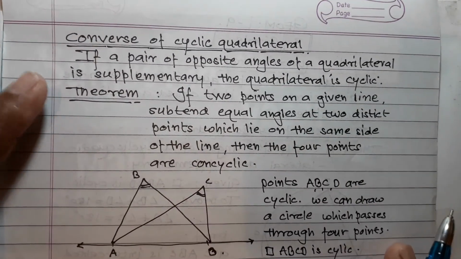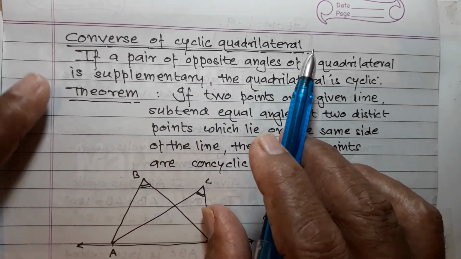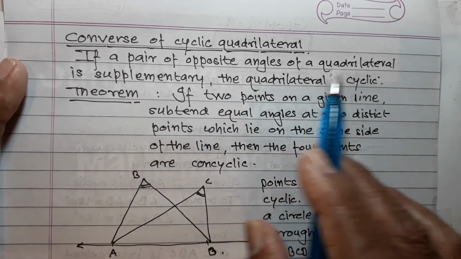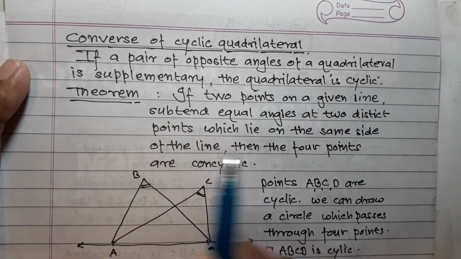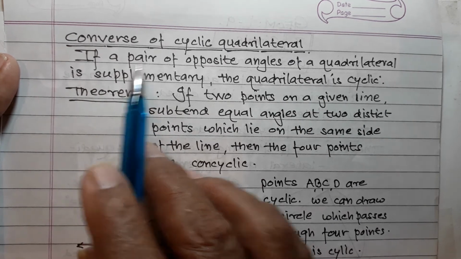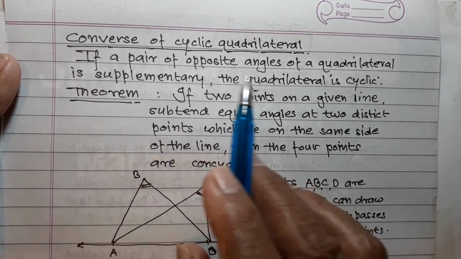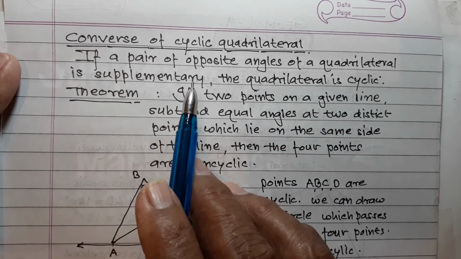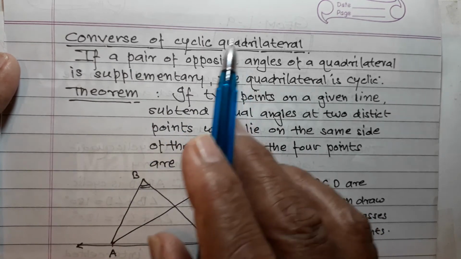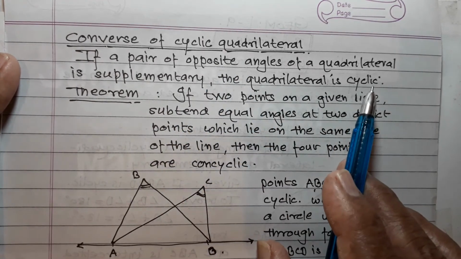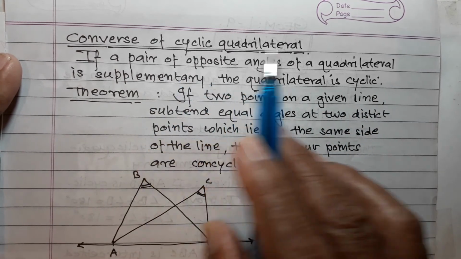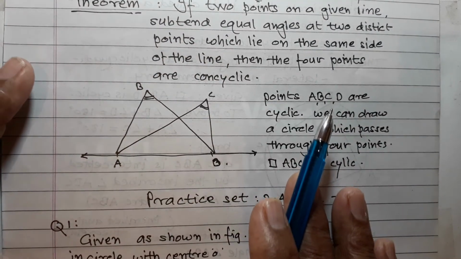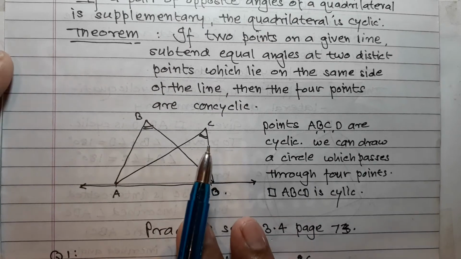Now try to understand the converse of the cyclic quadrilateral theorem. If a pair of opposite angles of a quadrilateral is supplementary, then the given quadrilateral is cyclic. This is the converse of the cyclic quadrilateral theorem. Now, one more theorem you try to understand. This is also very important.